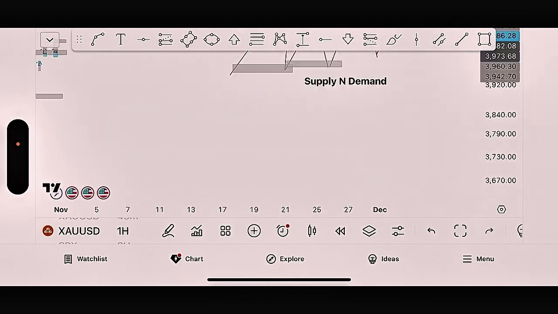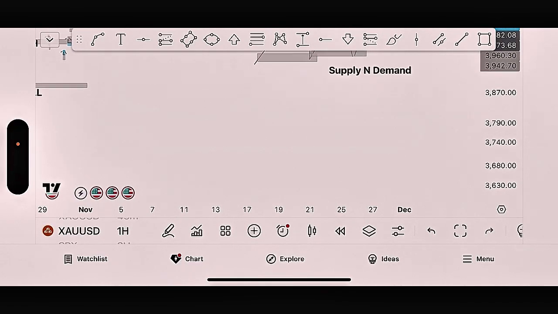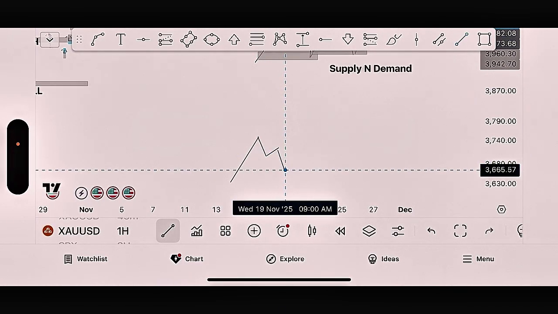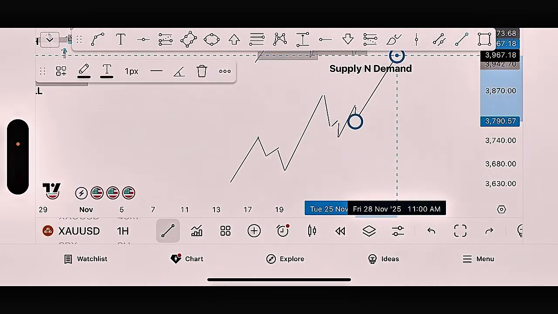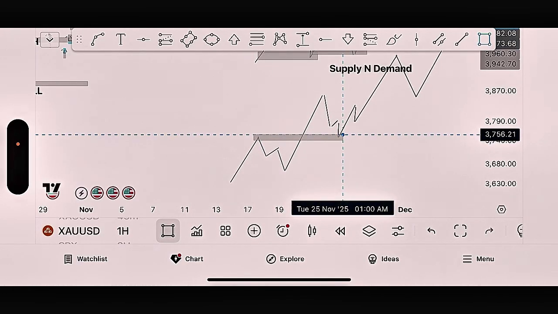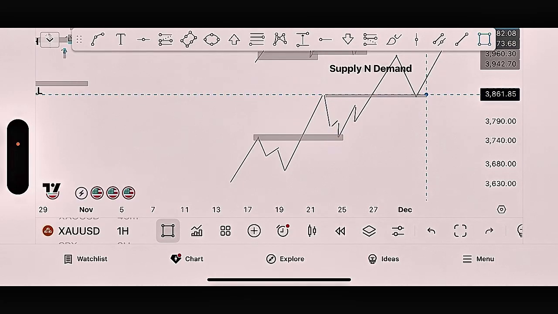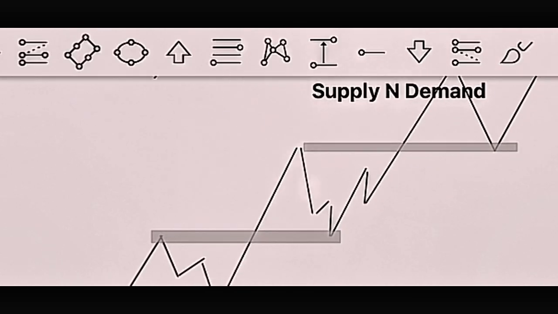Let's go for the support and resistance, which is the nearest one, the one that is nearest to this. See, that's the classic support and resistance.